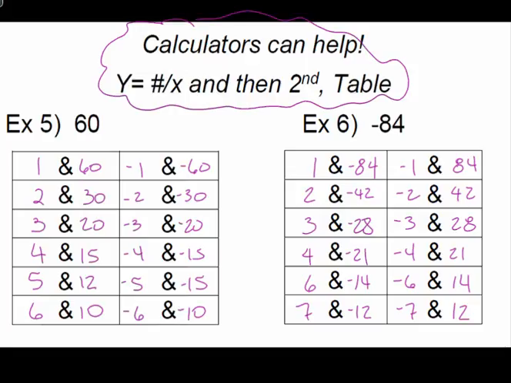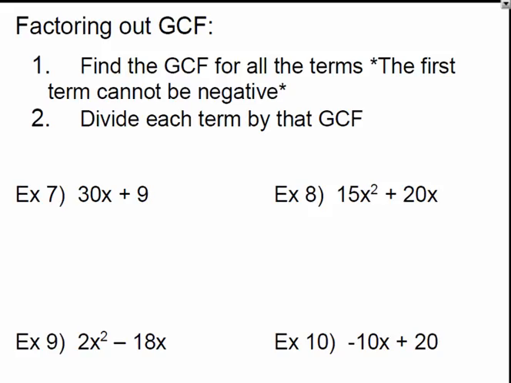In this section, we're also going to be using our factors. The reason we're finding the factors, we're going to be using them to help us find the GCF, also known as the greatest common factor. To find the greatest common factor for all terms, the first term cannot be negative, and we must be able to divide each term by that GCF.